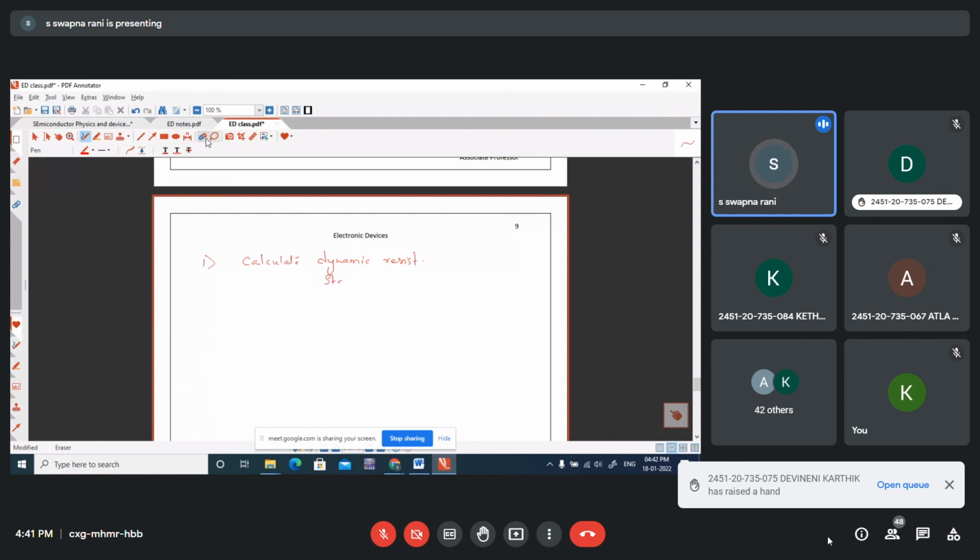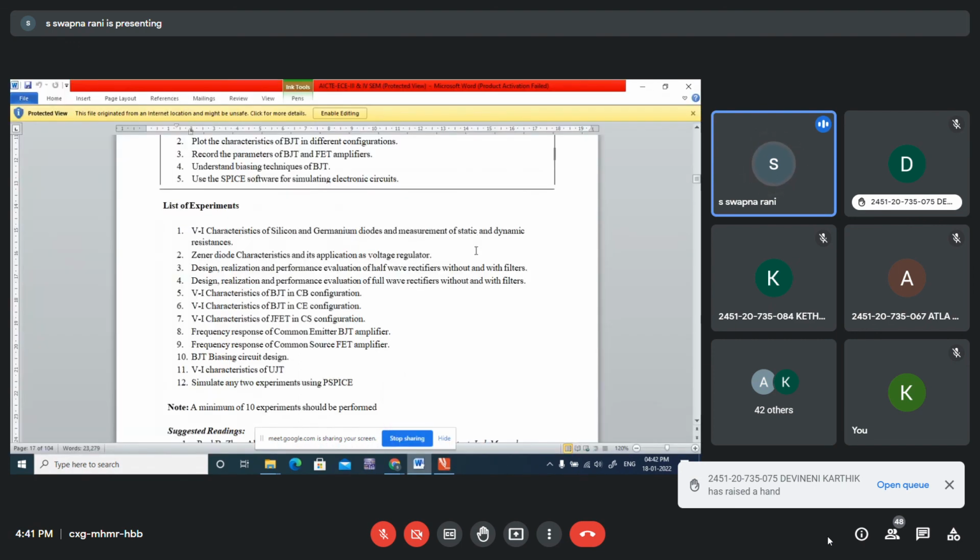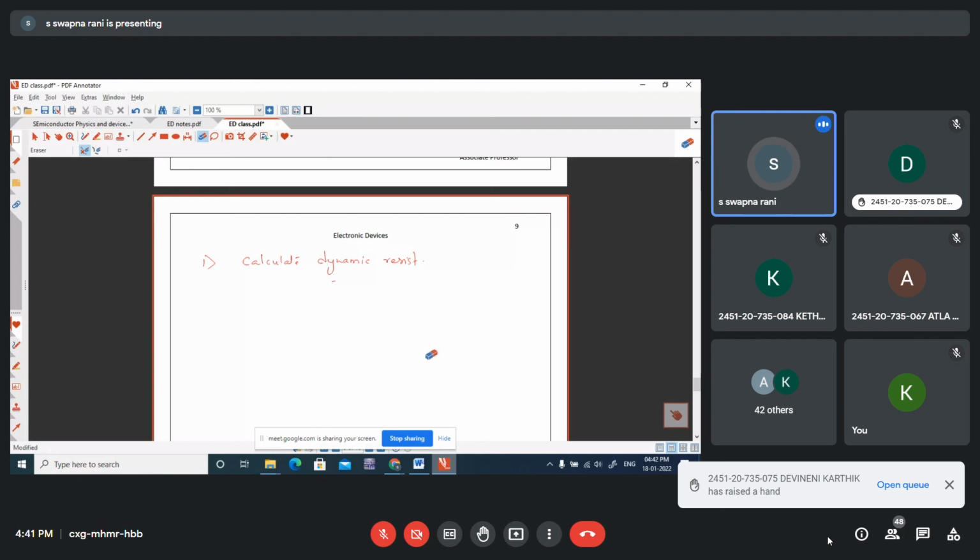Just we will see measurement of static and dynamic, both are there in the experiment itself. It is given, it is mentioned. So you need to calculate the dynamic resistance and static resistance.